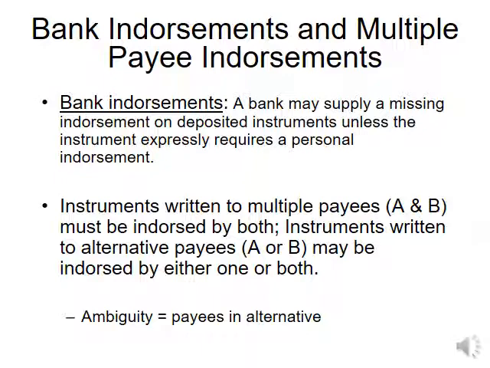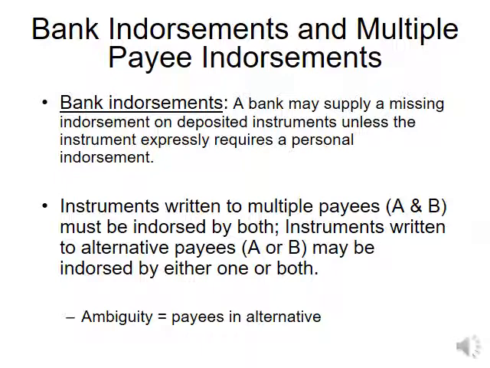So a bank endorsement is different from a blank endorsement. A bank may supply a missing endorsement on deposited instruments unless the instrument expressly requires a personal endorsement. Also, you may have multiple payees. So if you have an instrument that's made payable to A and B, that means it has to be endorsed by both A and B. If you have an instrument that says payable to A or B, it's called an alternative payee, and it can be endorsed by either. There is a difference here if there's an ambiguity.